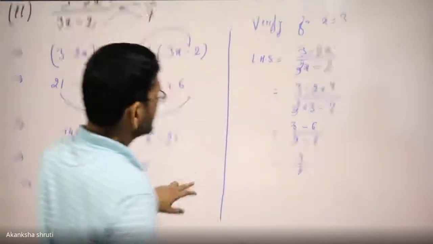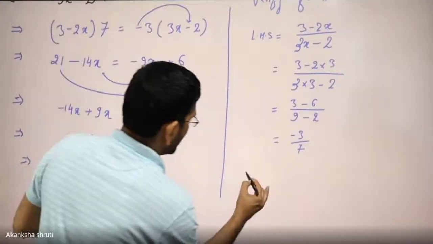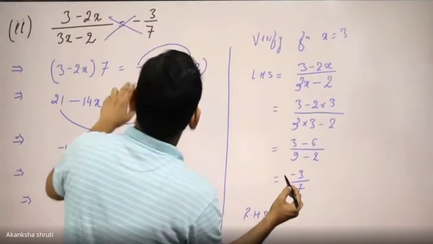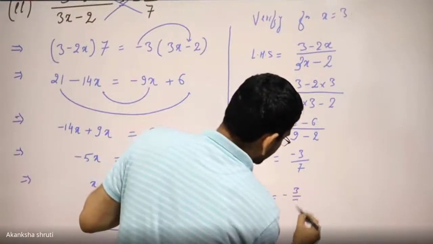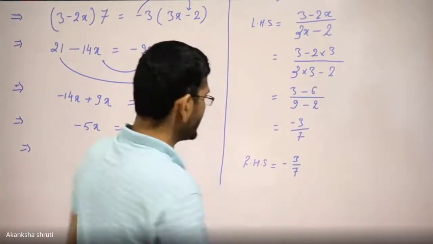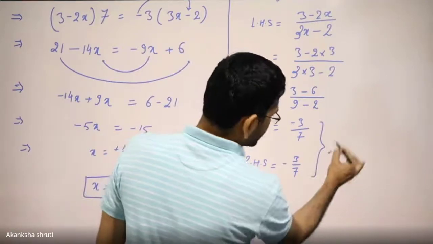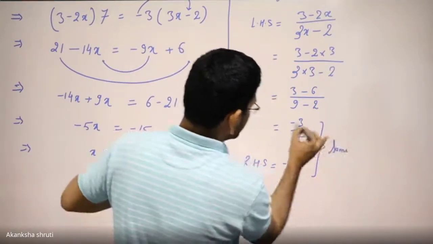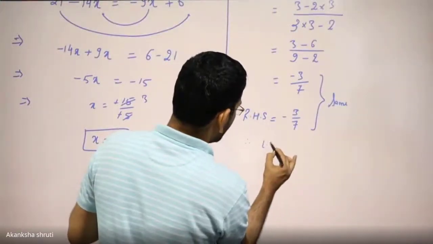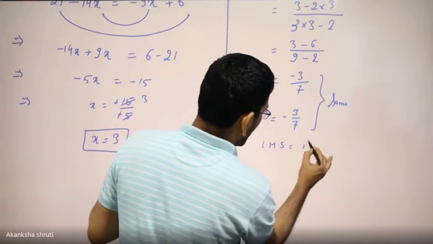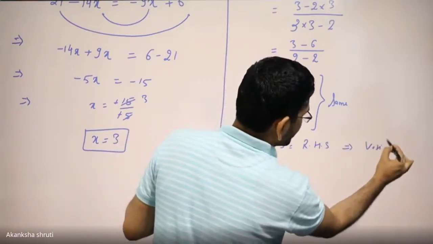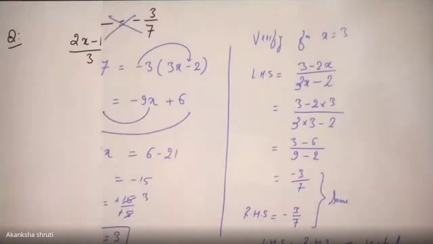Students, what are we getting? What is our RHS? RHS is already given as minus 3 by 7. In RHS, there is no x, so no need to substitute. And here we are getting that these two numbers are the same. Means this we have obtained by substituting the x in LHS. Thus, LHS is equal to RHS. Therefore, it is verified.